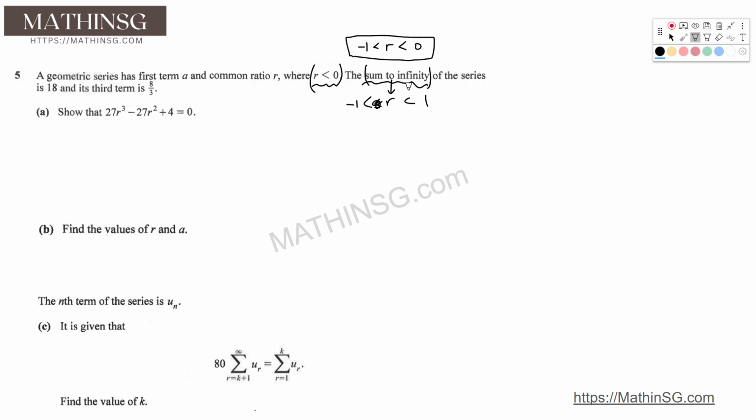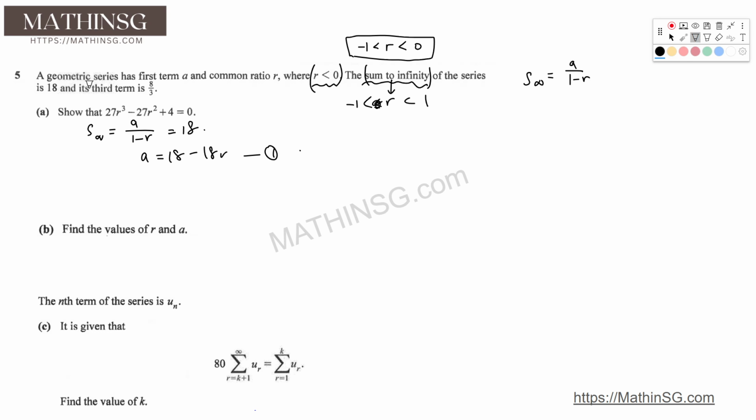Next, we know that the sum to infinity of the series is 18. The sum to infinity takes this formula, A over 1 minus R. So A over 1 minus R is equal to 18. We can form an equation: A equals 18 minus 18R.